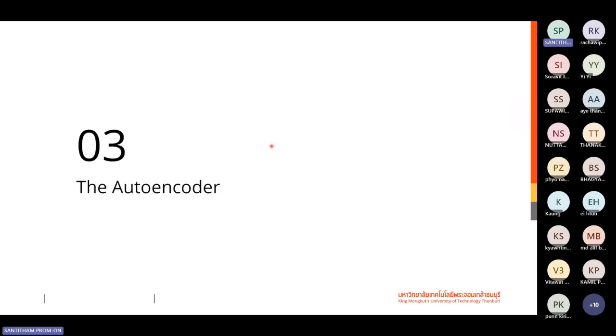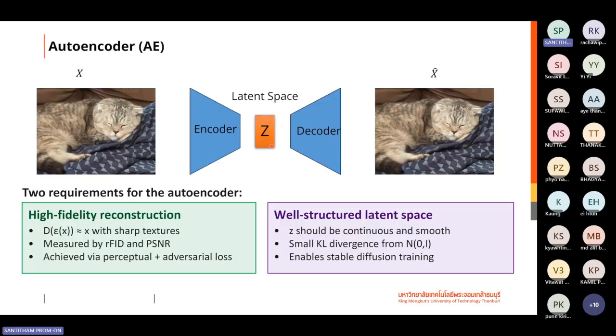I'm going to go through the autoencoder really fast. We have already covered this in the previous lectures. To remind you, autoencoders contain an encoder and a decoder, right? The objective is to compress the image into the latent space and then reconstruct the data from the latent space back to a predicted version. Training would be that the two are the same, right? So you should have high fidelity reconstruction, and you should have a well structured latent space that differentiates one type from another.